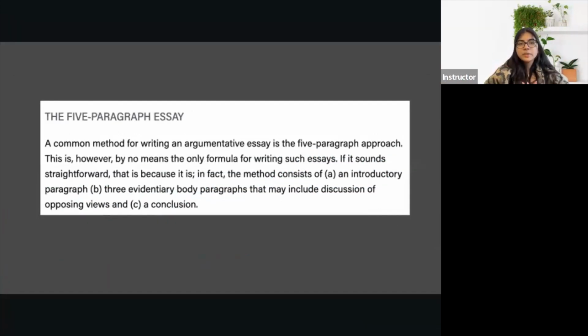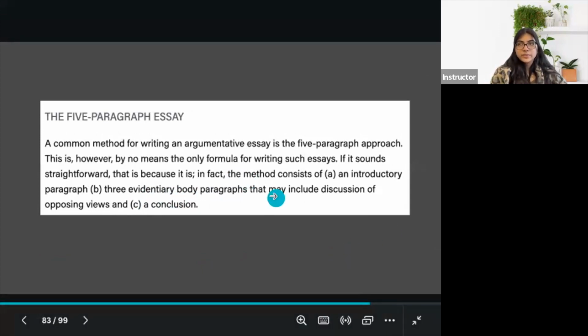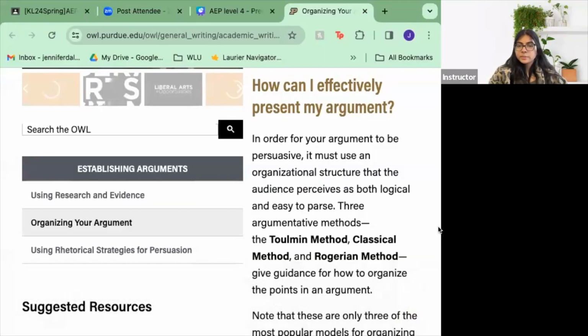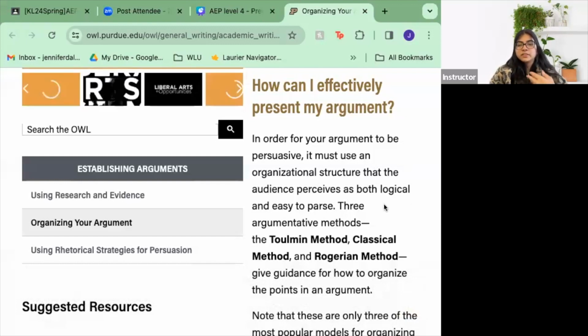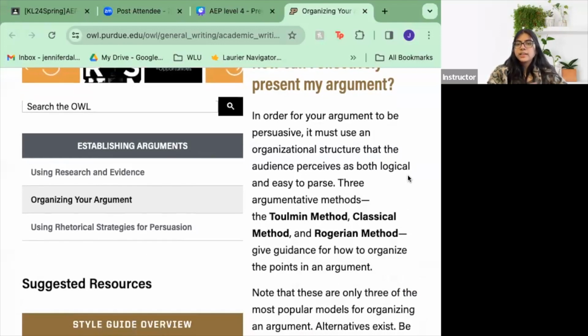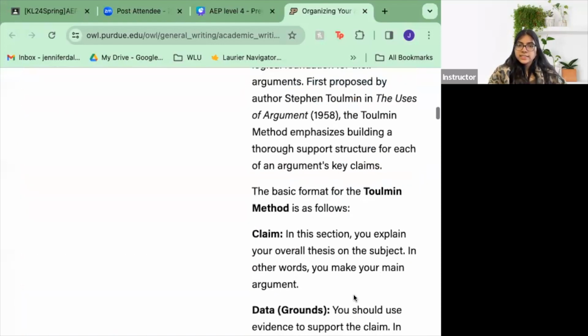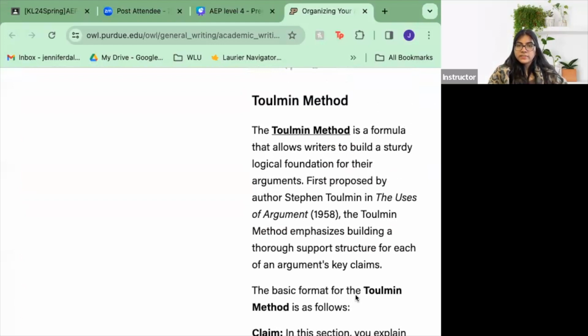Just synthesize it. A common method for writing an argumentative essay is the 5-paragraph approach. Of course, it's not the only formula for writing these essays, but for your age group, I think that is the most appropriate. In order for your argument to be persuasive, it must use an organizational structure that is perceived as both logical and easy to parse. There are 3 different kinds of methods listed here. You don't have to use these methods, but these are some classic methods that are used to organize your paragraph structure.